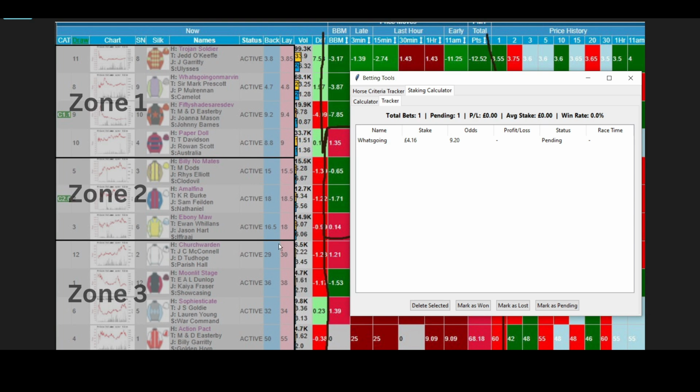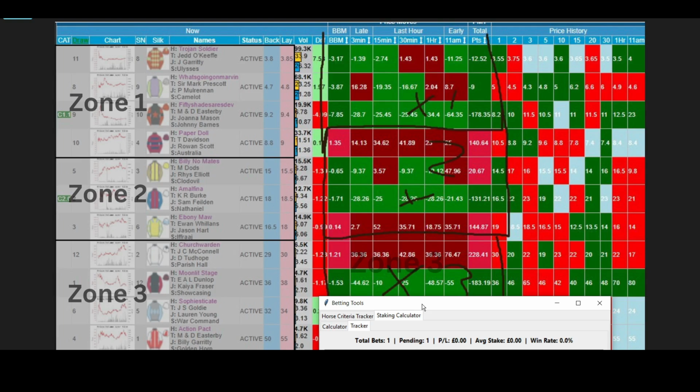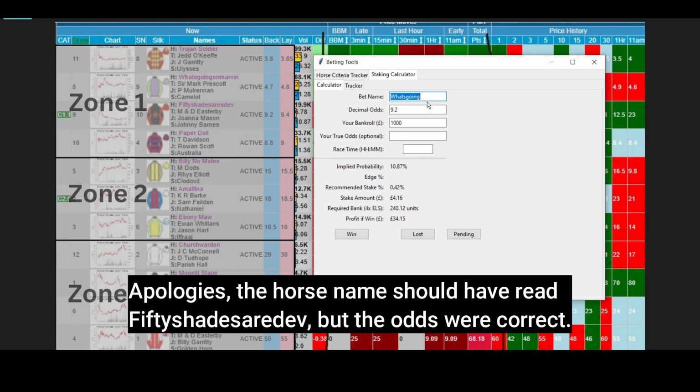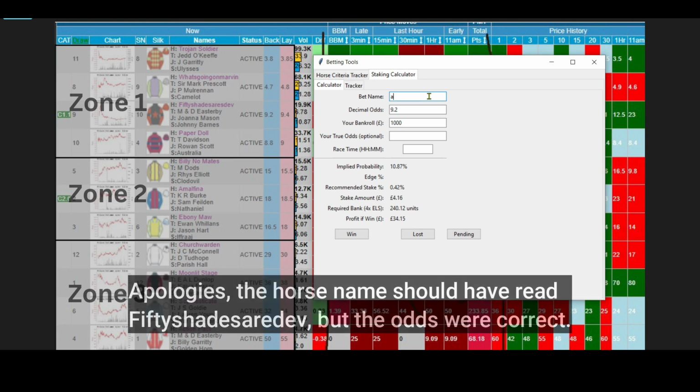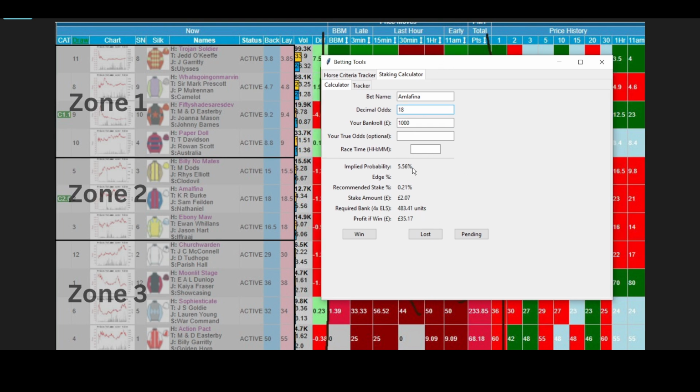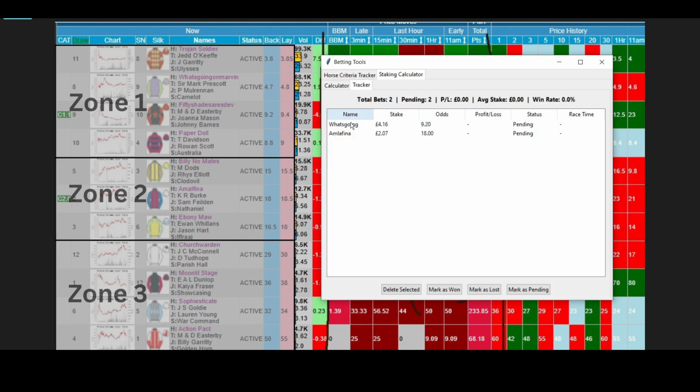Now, as we move down into the second favourites area, which is zone 2, we can see that we've got Amalfina, who is all green and wants to be backed too. And their odds are, let's put the name in, make it easier, Amalfina, and we've got odds of 18. So instantly again, same implied probability of 5.5% chance of winning. And for this bet, we need to stake an amount of £2.7 on Amalfina. So once again, we just pop in the pending, and that's recorded for us. Pending can be updated when the race is finished.